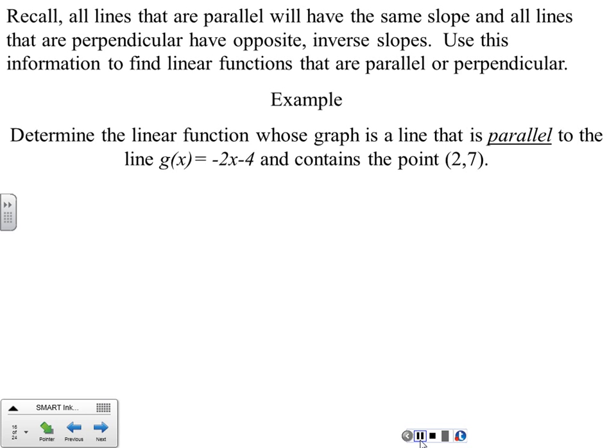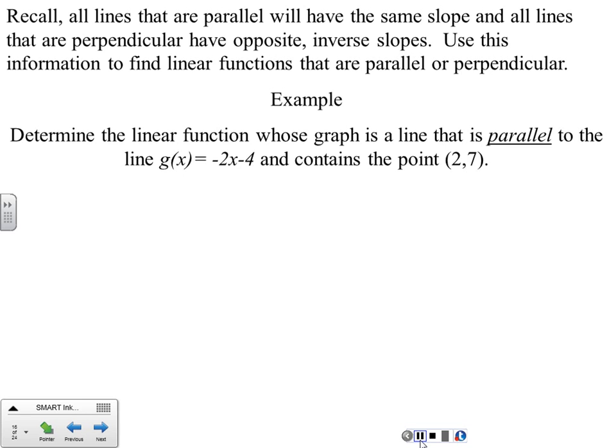Okay. Parallels have the same slope. Perpendiculars have opposite inverse slopes. Opposite signs: one's positive, one's negative. Inverse means the fraction has to be flipped. Okay? So, look at this. All lines that are parallel will have the same slope, and all lines that are perpendicular have opposite inverse slope. So you're going to use this information to find the linear functions that are parallel or perpendicular.